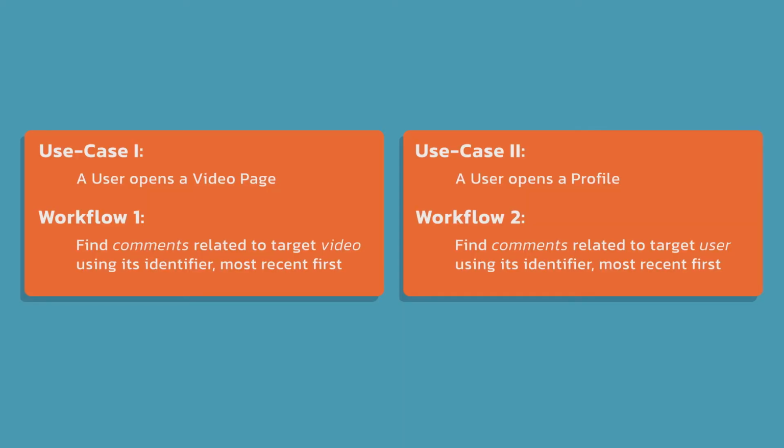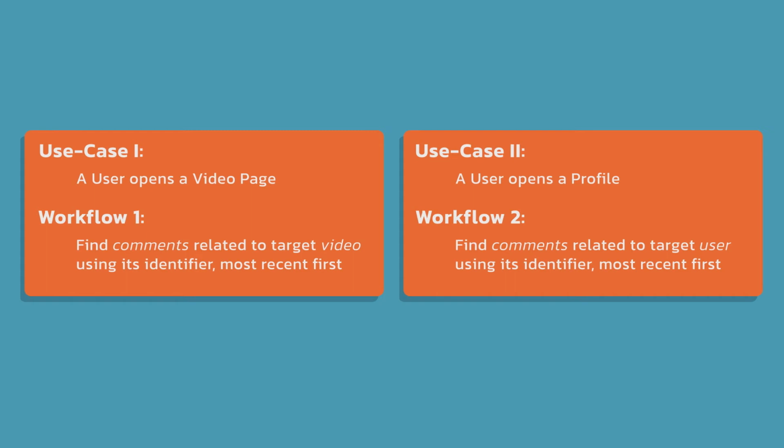Now, if we take a look at the second use case, a user opens a profile. Pretty much in any retail e-commerce app, the vast majority of us have built and use applications that require us to log in. We have some profile that goes with us. Same deal here. So here, the user logs in, opens their profile. And now we want to see all of their comments, right, across their videos and stuff. So in this case, you see workflow 2. I want to find comments related to the target user using its identifier. Again, probably some user ID or something. Again, get most recent first, right? Again, I want to see those in time order.